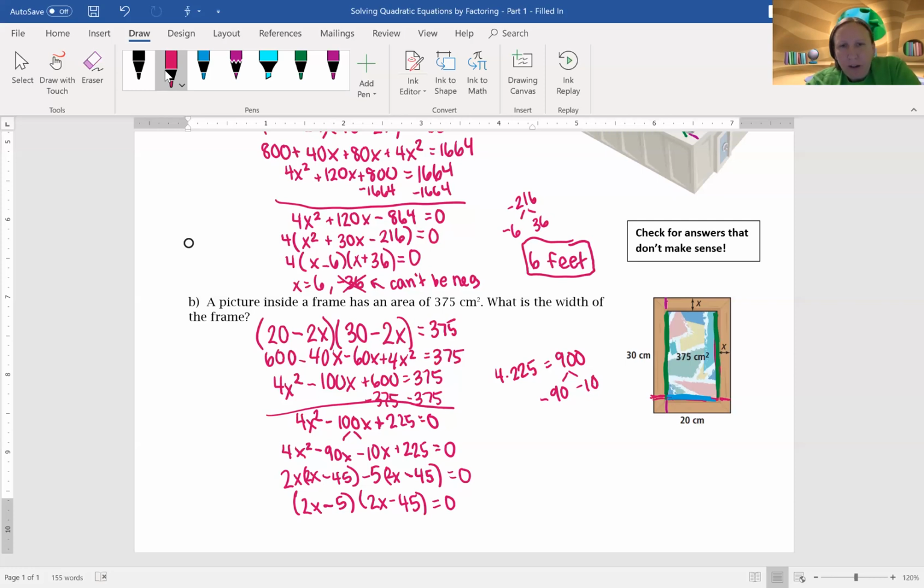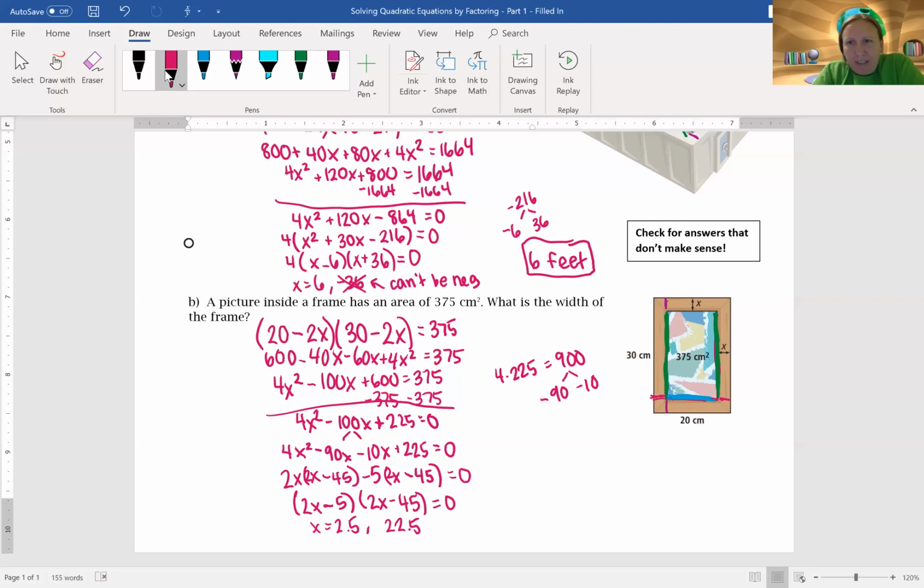Now we can use the zero product property. For this one, we would get 5/2, which is 2.5. And for the other one, it would be 45/2, which is 22.5. And it does appear that we have two answers because neither of them is negative.